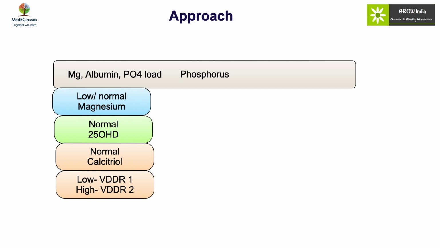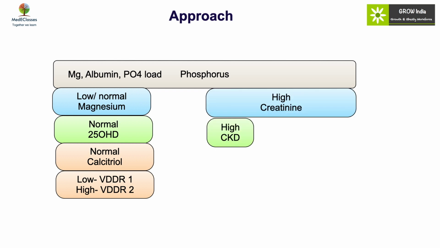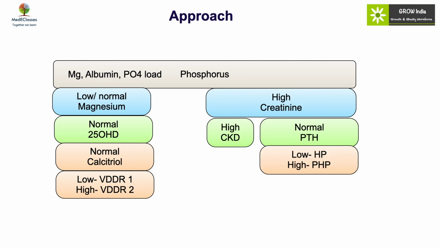Then, if required, you can think of vitamin D. Do not give calcitriol unnecessarily. If the phosphorus is high, do a creatinine. If it is high, it is chronic kidney disease. With a normal creatinine, look at the PTH: if the PTH is low, it is hypoparathyroidism, and if it's high, it is pseudohypoparathyroidism.